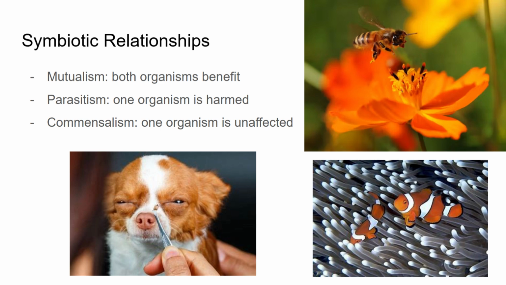And the last main example is commensalism. This is when one organism is unaffected but the other one benefits. And of course a famous example of this is certain fish species using sea anemones for protection while the sea anemone remains unaffected.